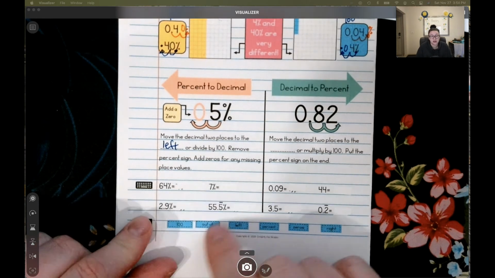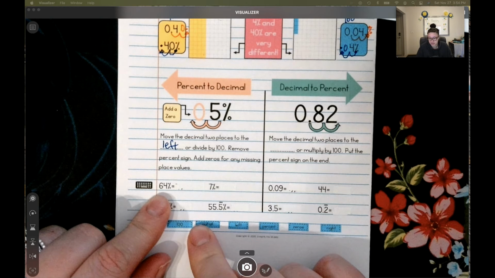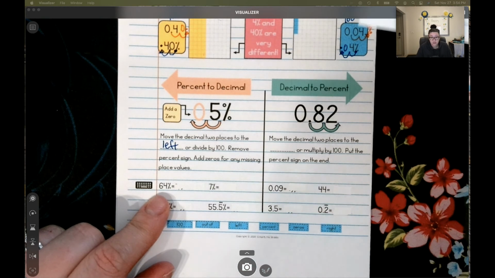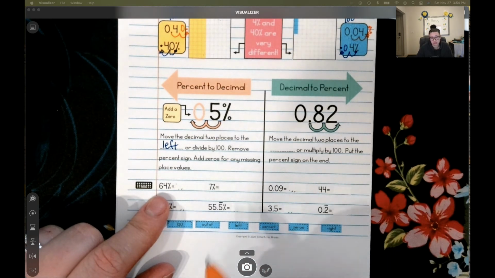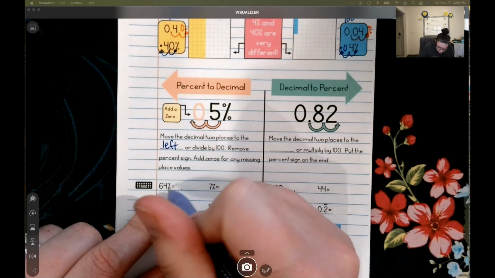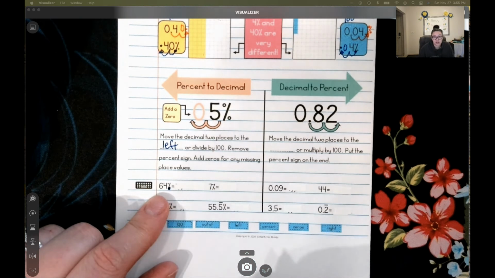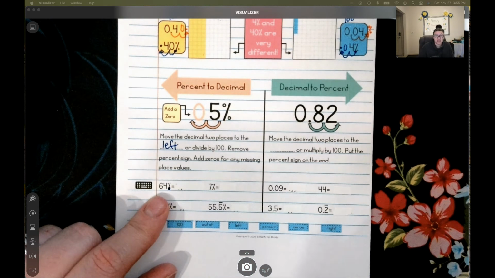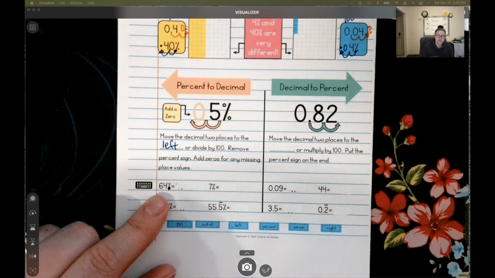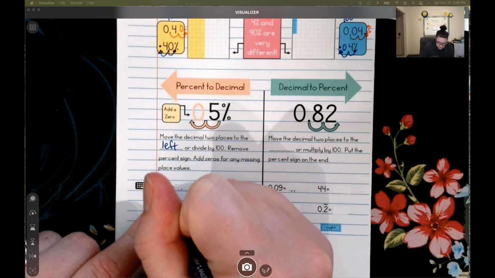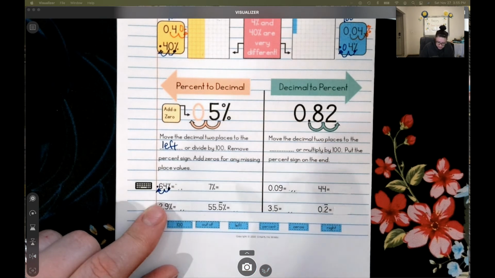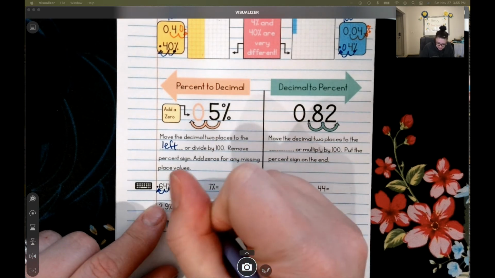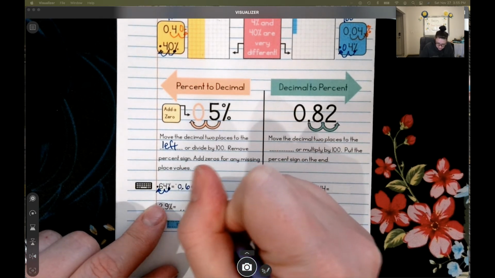Let me pause real quick while I white out these type years. All right, so let's start on this side. Turn percents into decimals. So if they don't give you a decimal point, where do we have to put it? At the end. And we move it what direction? I'm trying to get away from the percent. I'm trying to move it to a decimal, so we're going to move it to the left. So 64% becomes 0.64.